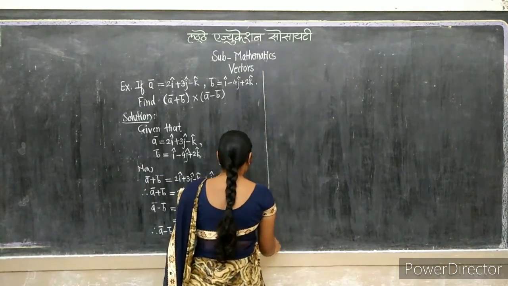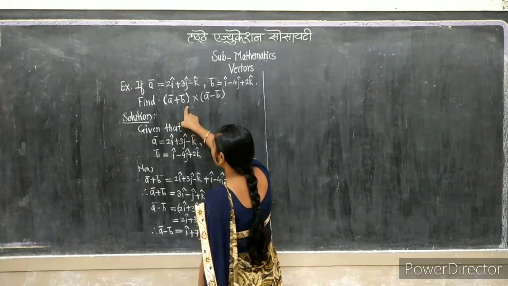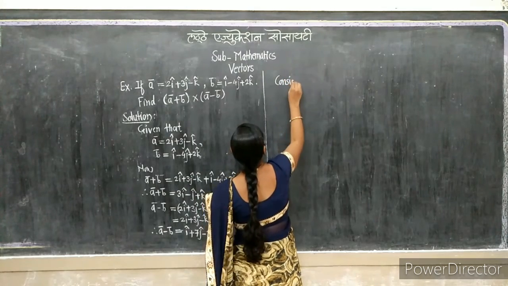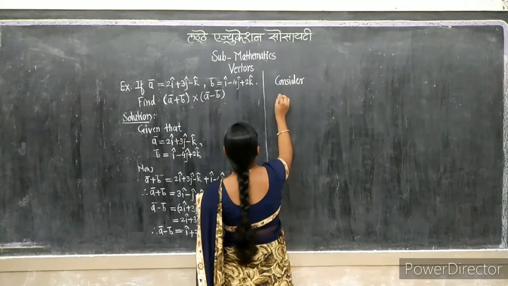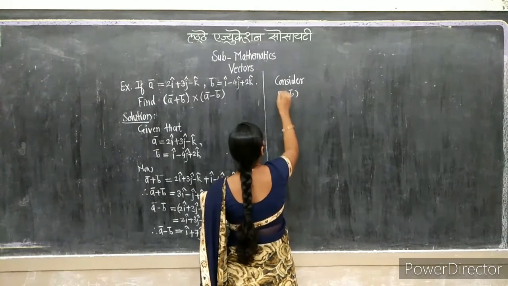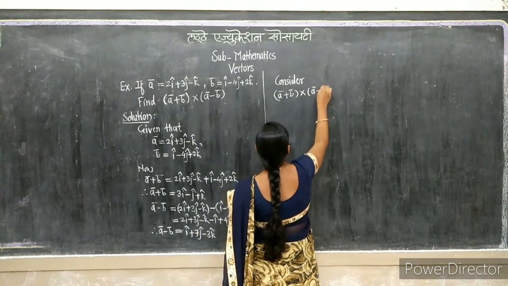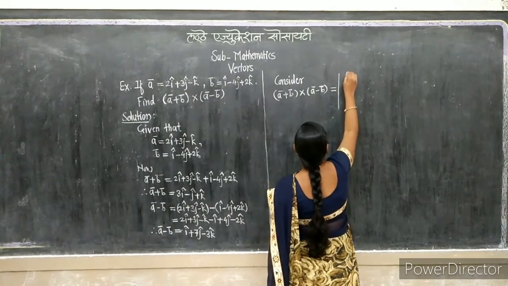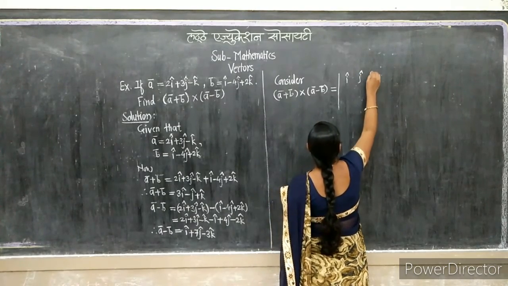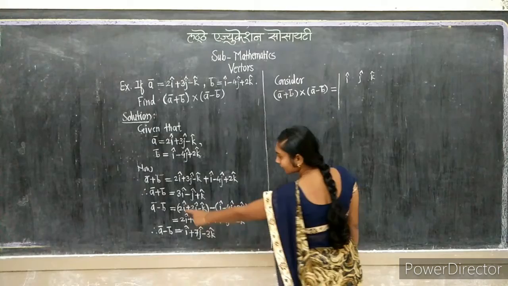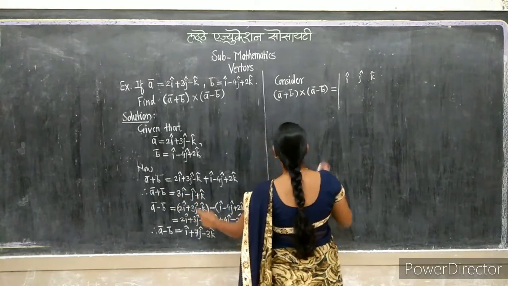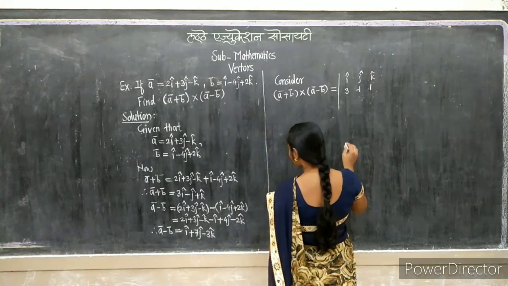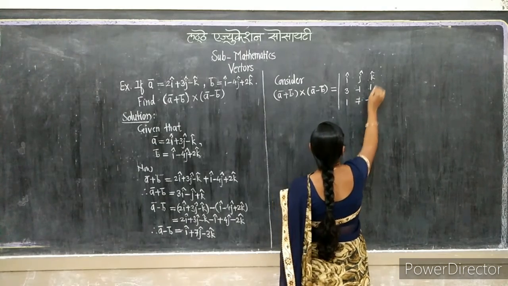Then here find out the term a bar plus b bar cross product with a bar minus b bar. Consider this term. Cross product is the determinant with i cap, j cap, k cap. Coefficients here: a bar plus b bar is 3, minus 1, 1, and a bar minus b bar is 1, 7, minus 3.